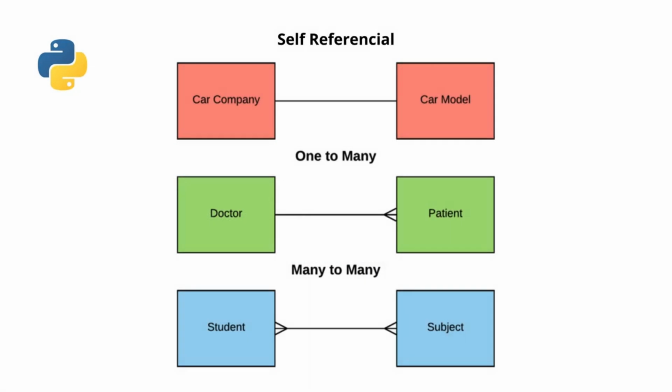By setting up these relationships, you can model complex database structures in your Python applications. Whether it's a hierarchical employee structure or a many-to-many relationship like books and genres, SQLAlchemy handles it all seamlessly.